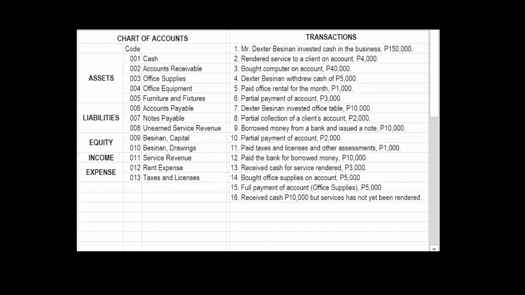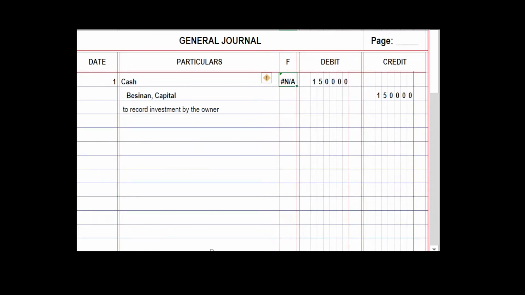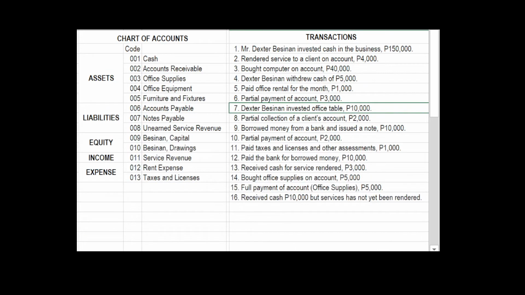So we have here, okay, ito yung ating general journal. Ganito talaga yung mukha ng ating general journal. So given ito sa inyong assessment. So let's start with the first transaction. Mr. Dexter Bisinan invested cash in the business amounting to 150,000.